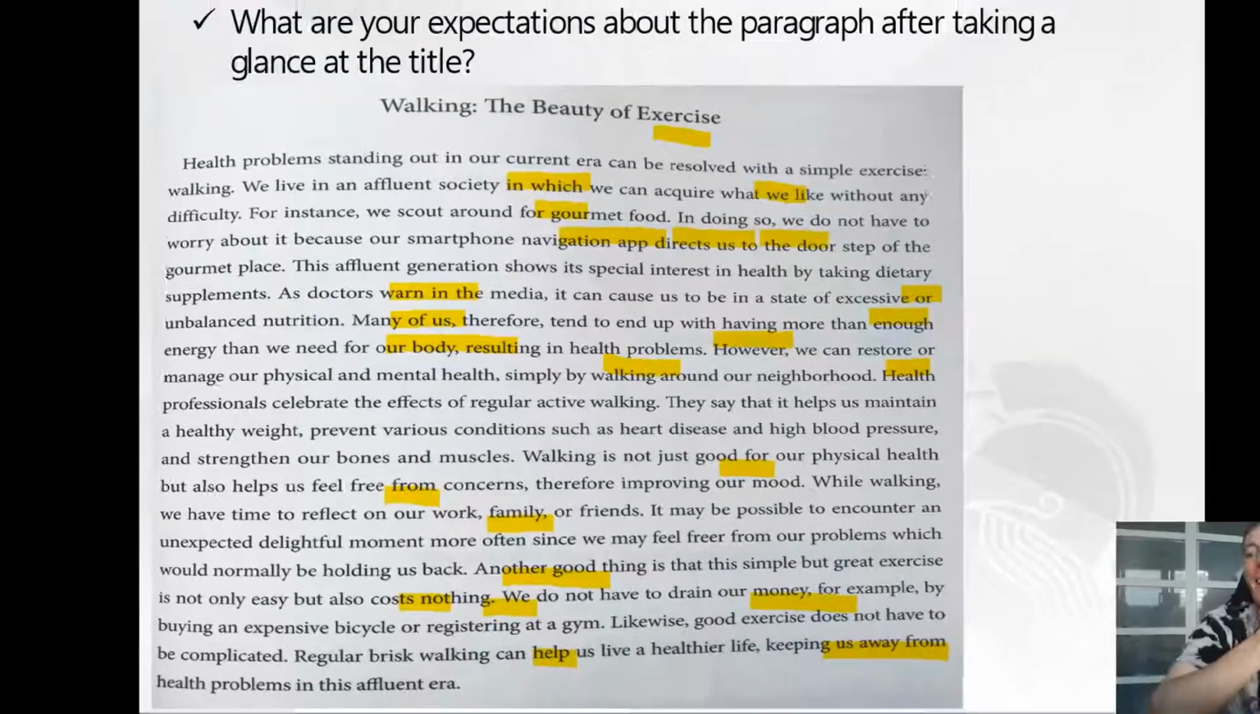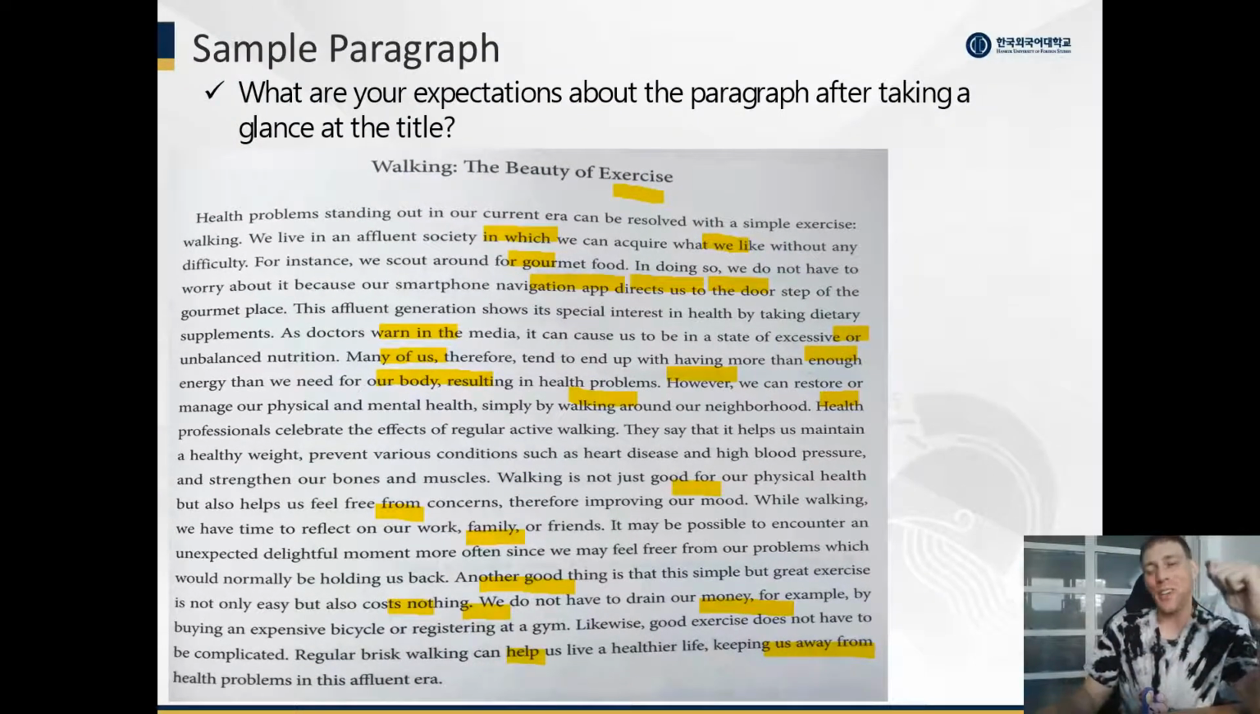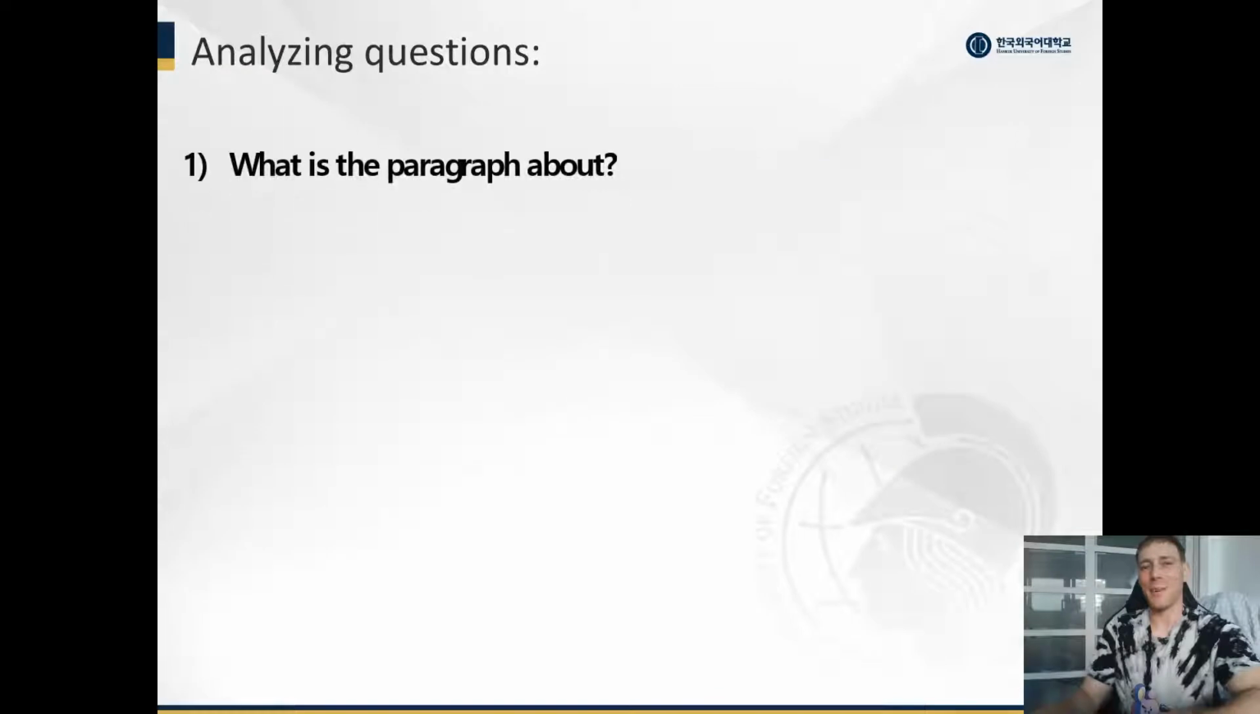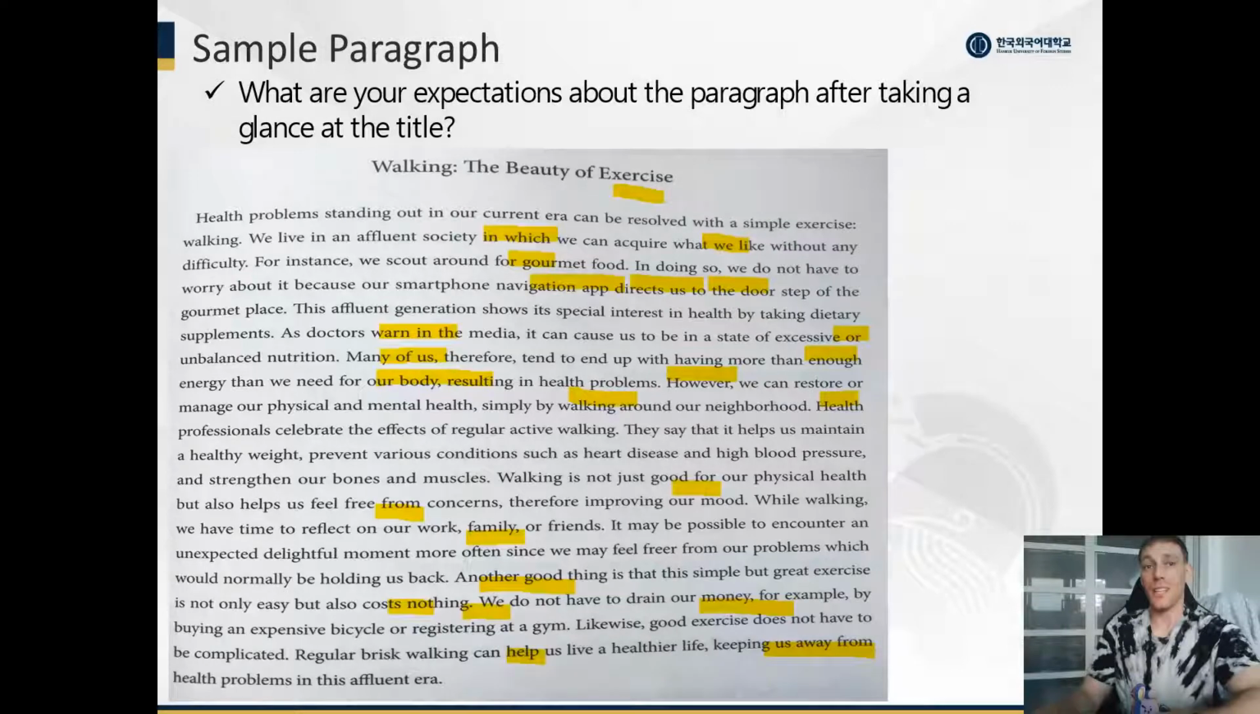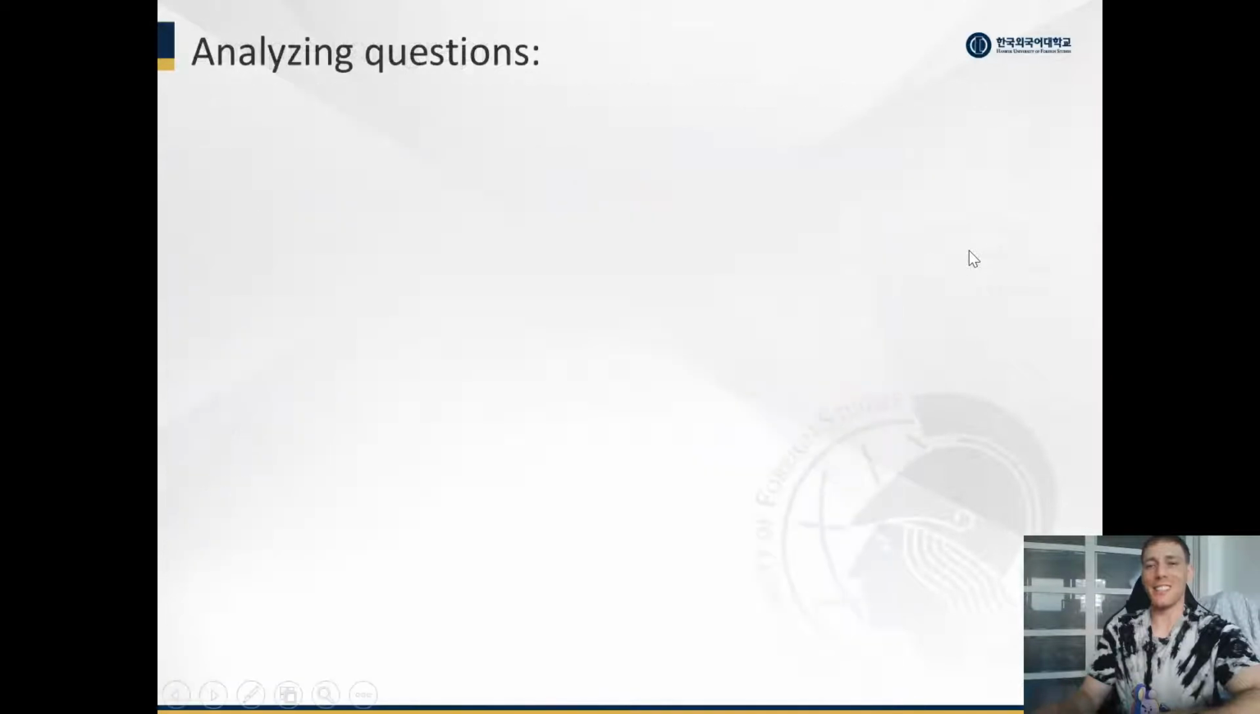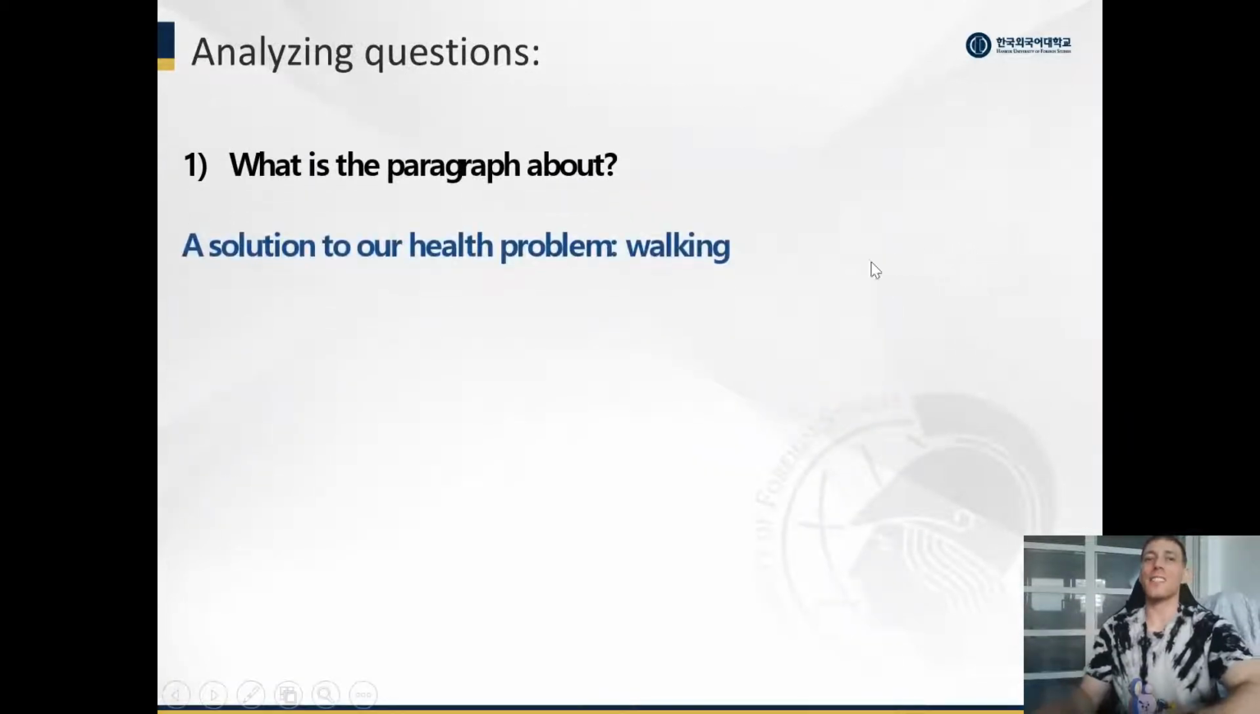Alright, so you've read through it, you've written down your answers, you're perfect. You are amazing. That's true. So, let's do the first one. What's the paragraph about? As we said, look at the titles. The titles give it away. It's a solution to our health problems, walking. So the paragraph is about walking, how it benefits our life, how it improves our life.